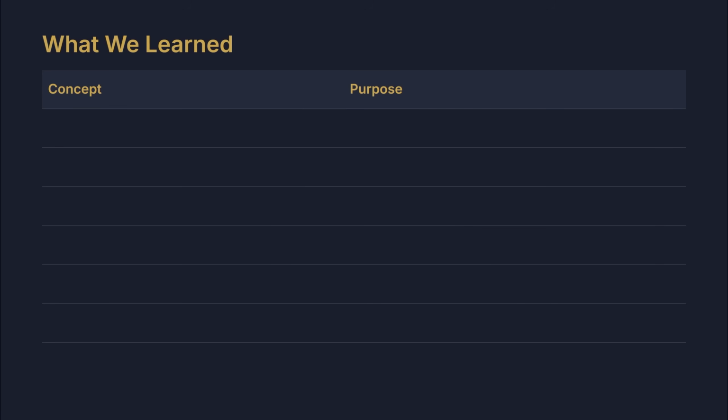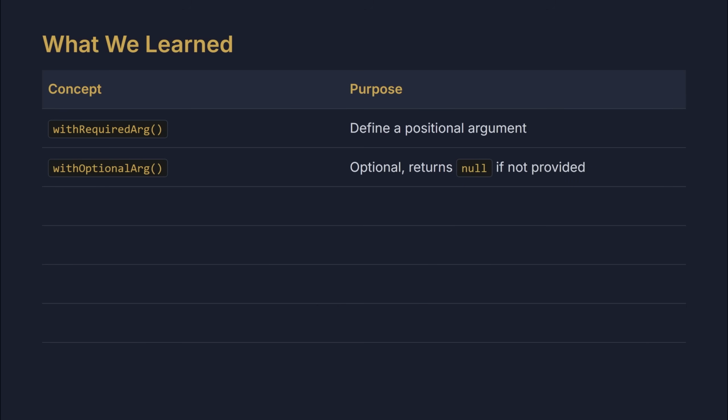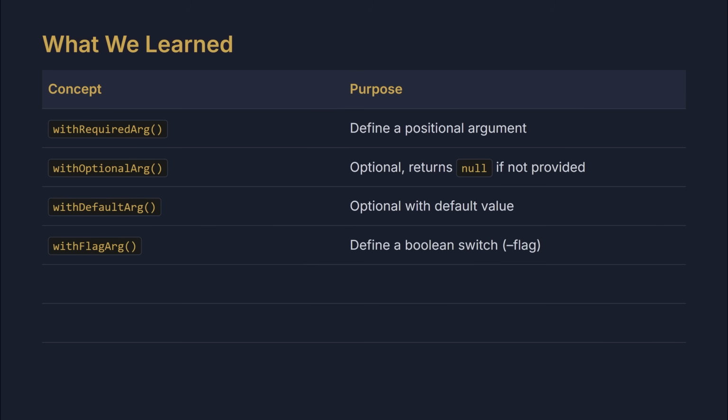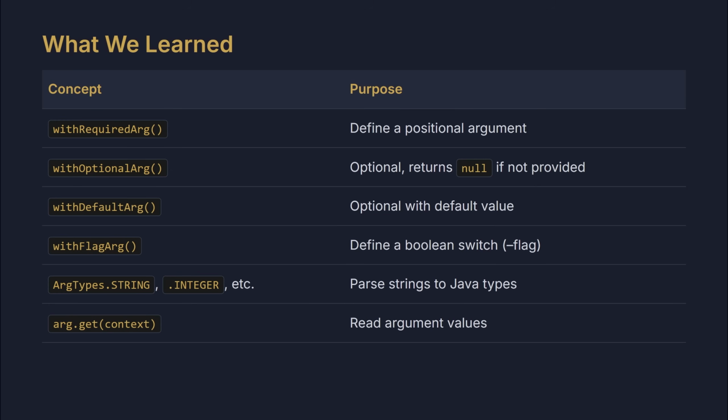Okay, so what have we learned? We have learned that with required arguments we define a positional argument. We can use optional arguments, which return null if they are not provided. We can use default arguments, which are optional with a default value. We can use the with flag argument to define a Boolean switch. We have different argument types to convert strings to Java types. And we can use the get method from the argument to read the actual argument values.